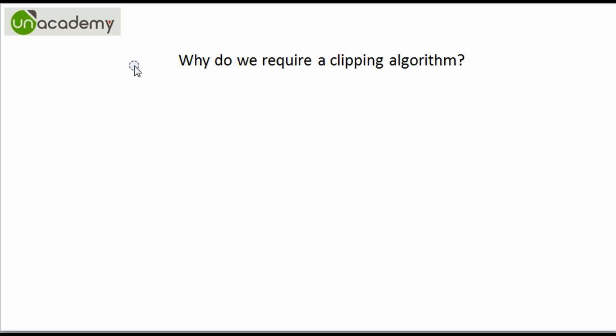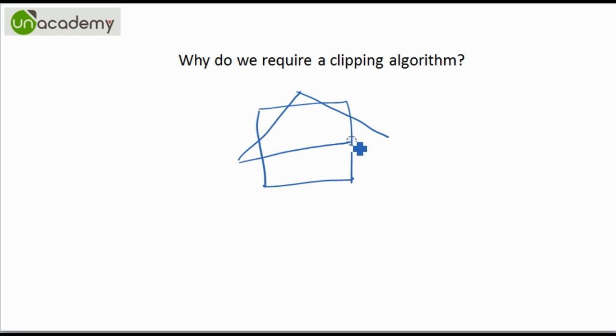First of all, let us see why we require a clipping algorithm. Clipping can be very tricky. Suppose this is your computer screen, and you have an object that is like this. So these parts of this object lie outside your computer screen. They are not visible. So the computer has to now form a new polygon with new edges that can be displayed on your computer screen. So that is why we require the clipping algorithms. We have to clip it here, here and here.